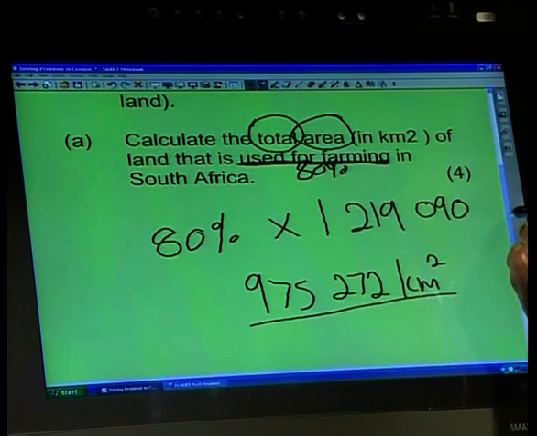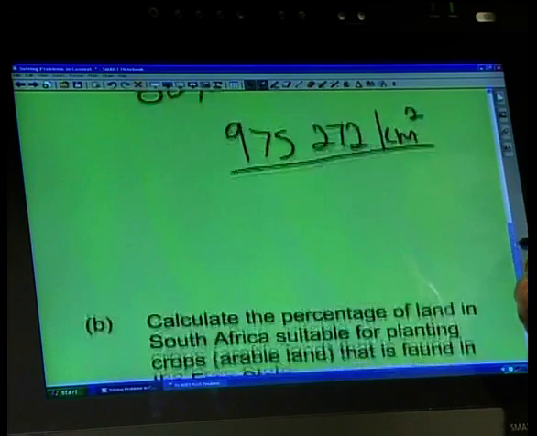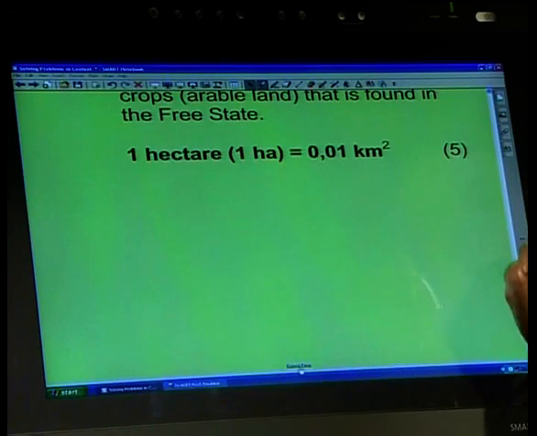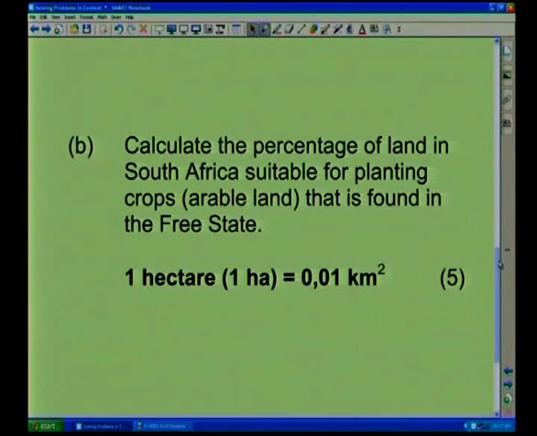That takes us to our next question. Question B says, calculate the percentage of land in South Africa suitable for planting crops. In other words, we're looking for arable land that is found in the Free State. It's another percentage question, so you've already done one of these and you should know the process by now.